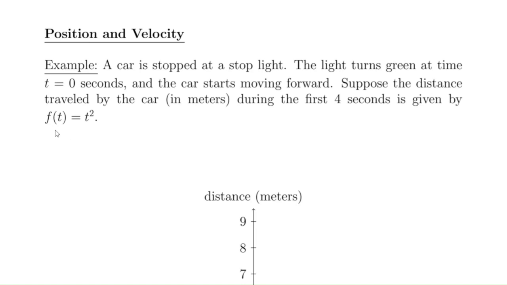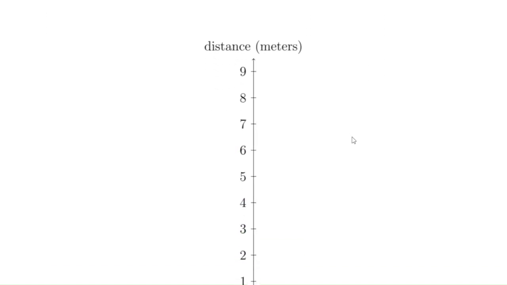So what this means, for example, is that when t equals 3, after 3 seconds, the car has traveled 9 meters, 3 squared. When t is 2, the car has traveled 4 meters. When t is 0, it's of course traveled 0 meters. So let's look at this in a diagram here.